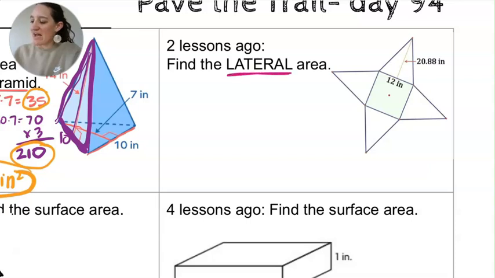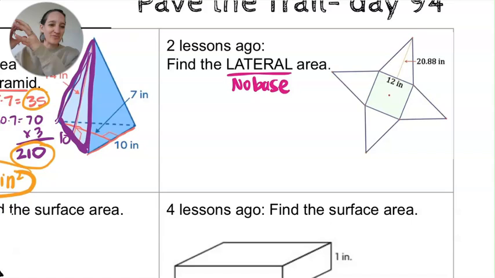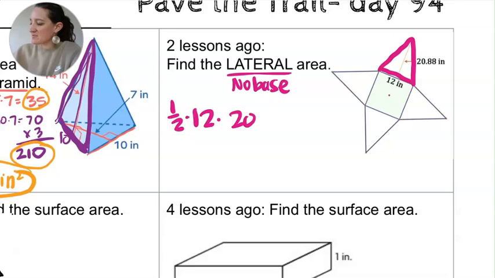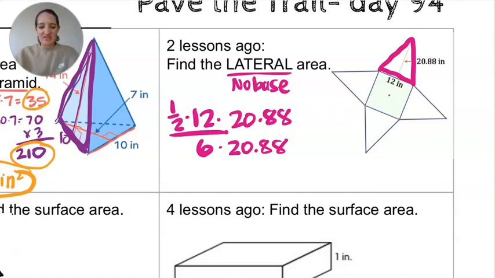Did you remember that lateral means no base? So this is probably like a teepee or a sandcastle where there's no base to it. We just need to know the lateral faces. So I really only care about that right there, which is a triangle. So I'll go 1/2, 12 times 20.88. Half of 12 is 6 times 20.88.